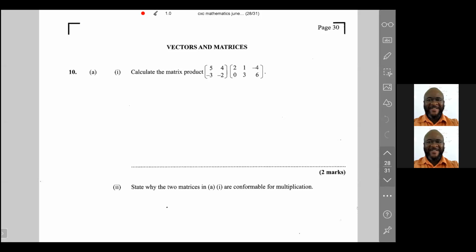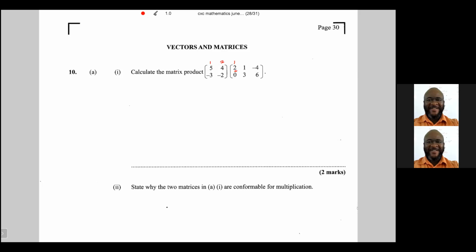Right, so we're at question number 10, which asks us to calculate the matrix product of 5, 4, minus 3, minus 2, and 2, 1, minus 4, 0, 3, 6. Whenever we're multiplying two matrices, we multiply the rows of the first matrix by the columns in the second matrix.